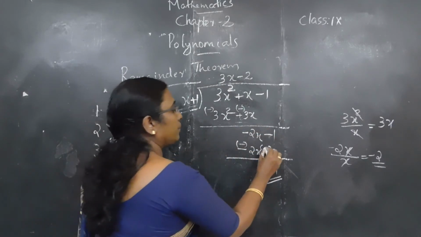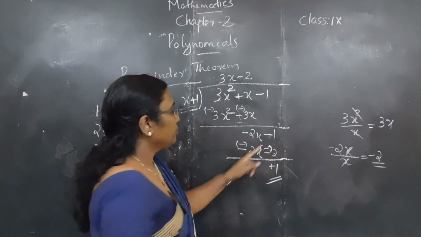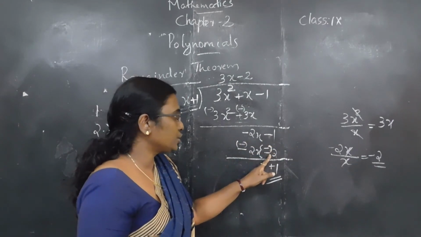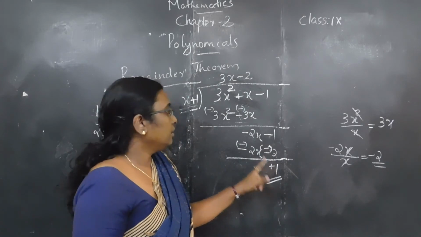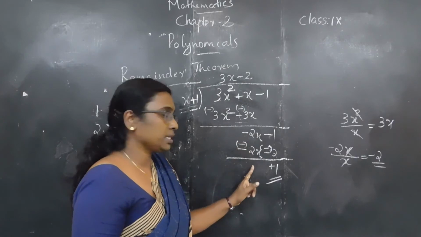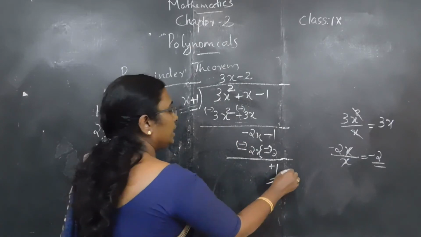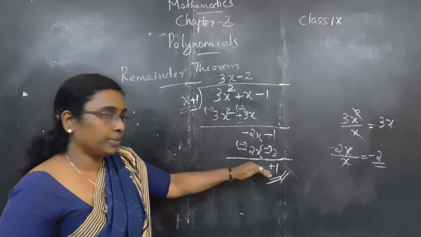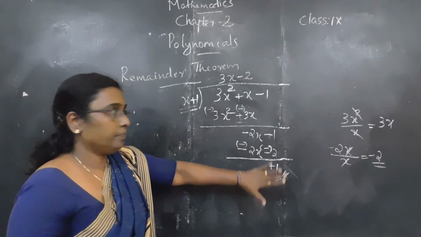In order to subtract, put a minus symbol here. Then minus 1, minus and minus plus, therefore minus 1 plus 2, plus 1. Minus and minus plus, therefore plus 2x minus 2x becomes 0. And the degree of this polynomial is less than the divisor. So we stop here. This is the remainder.